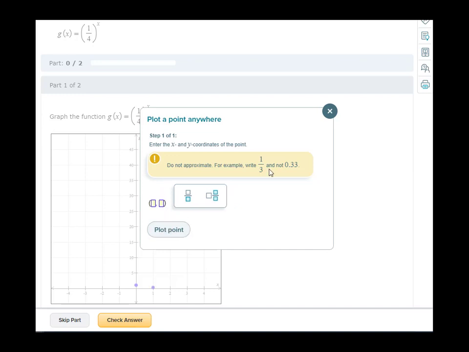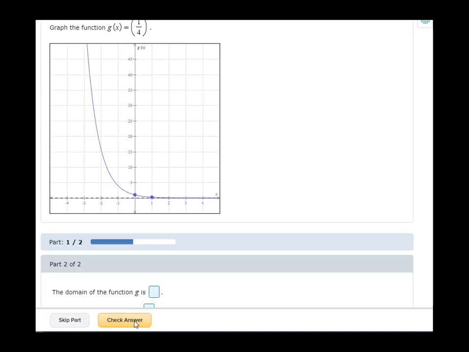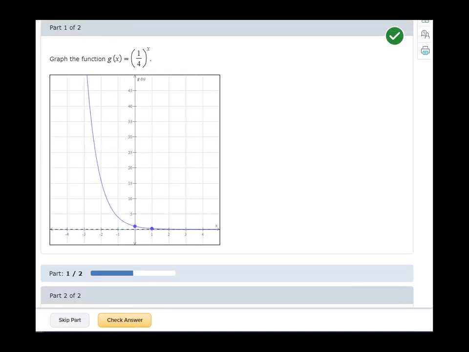Plot the point. All right, let's see if it did that. Okay, yep, there they are. There's my 2 points. Get my tool. Okay, place the horizontal asymptote. Yes. First point here. Second point over there. Now the graph looks the right way and the right shape. So check the answer. And again, it likes it.